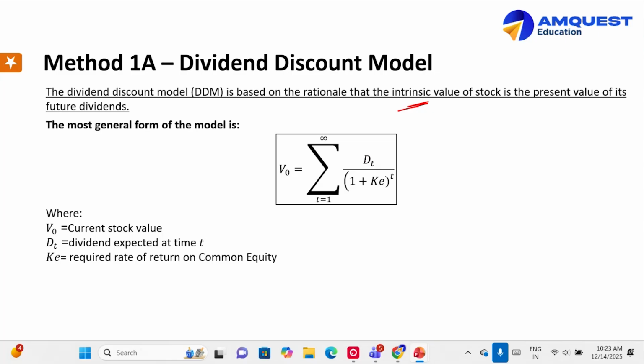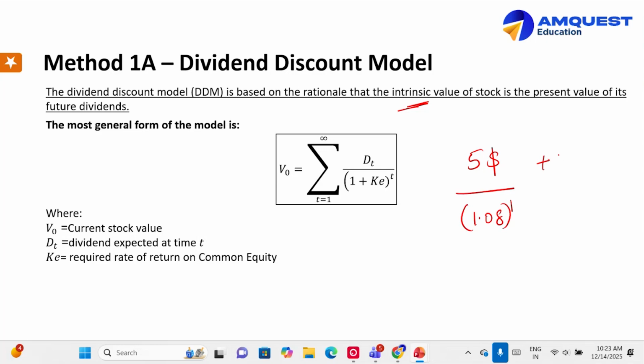So the formula is we have to take a sum of the future expected dividends and divide it by the discount rate applicable for that particular period. So let's say you are going to get a dividend of $5 next year and the discount rate is 8%. So I will divide this by 1.08, the whole raised to 1.